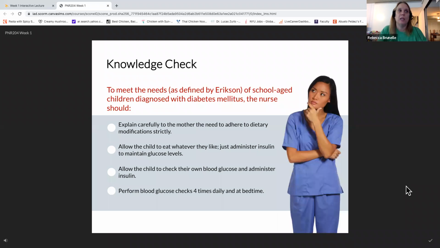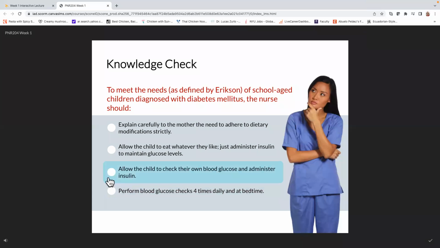All right. To meet the needs as defined by Erickson of school-age children diagnosed with diabetes mellitus, the nurse should explain carefully to the mother the need to adhere to dietary modifications, allow the child to eat whatever they like and just administer insulin, allow the child to check their own blood sugar and administer insulin, or perform glucose checks 4 times daily and at bedtime. If you're thinking about the child's developmental level, which one would you choose? 1, 2, 3, or 4?